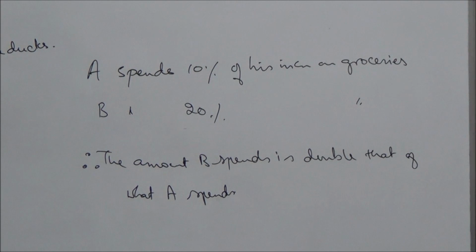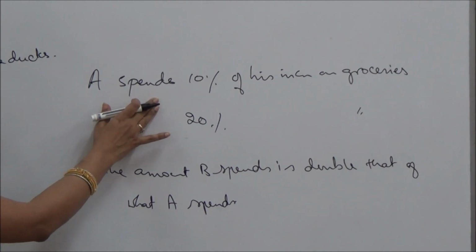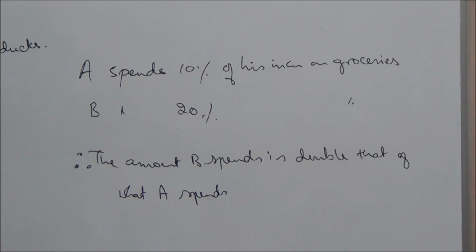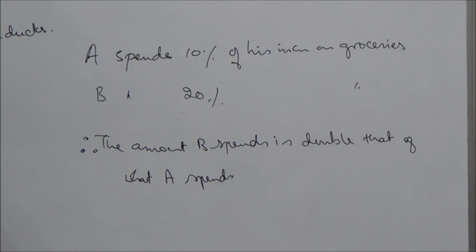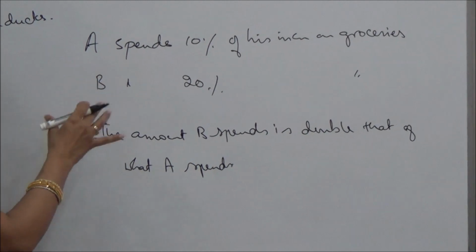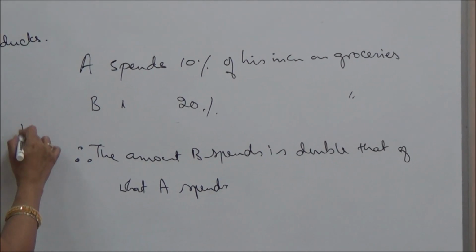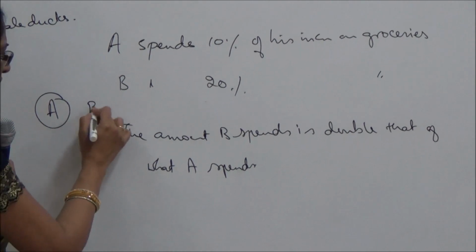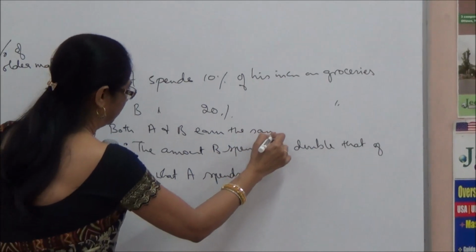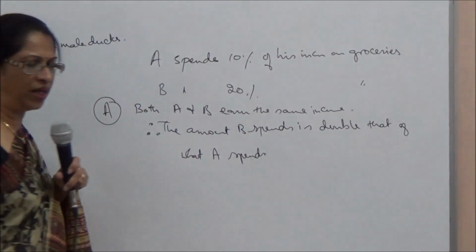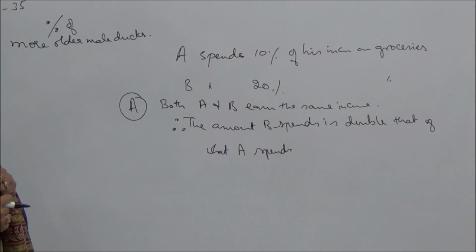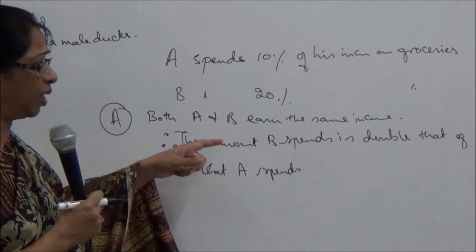Can I? Though B is spending 20% and A is spending 10% of his income, can I therefore come to the conclusion that B is spending 2 times the amount that A is spending? Why? Because we have no idea about their actual income. We cannot. The assumption made here to come to this conclusion is that both A and B earn the same income. Is it given here anywhere as a fact? It is not. If it is not given as a fact, one cannot assume it and say therefore B is spending double that of A.